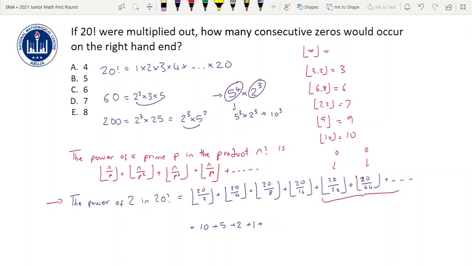So that means that the power of 2 in 20 factorial is 10 plus 5 plus 2 plus 1, which is 18. So if you write out the prime factorization of 20 factorial, the power of 2 you're going to have will be 2 raised to the power 18. So we have this aside. We'll just box that here.